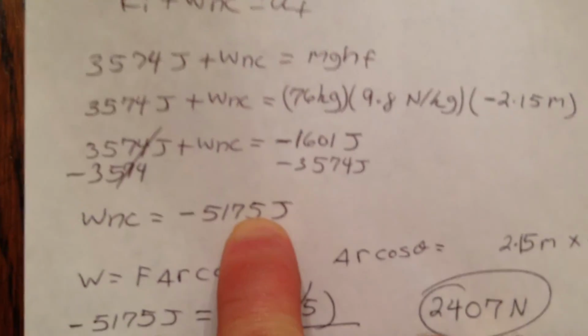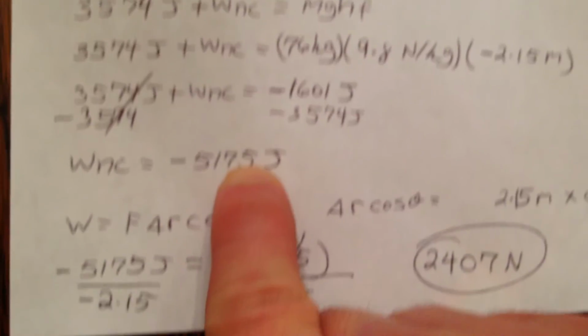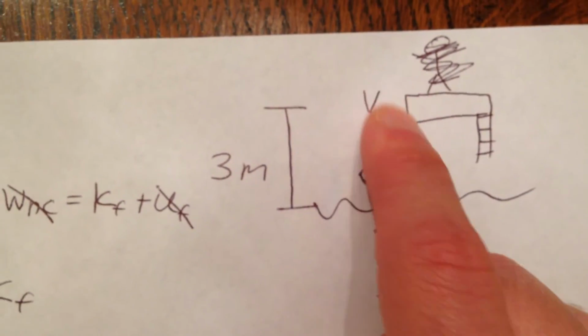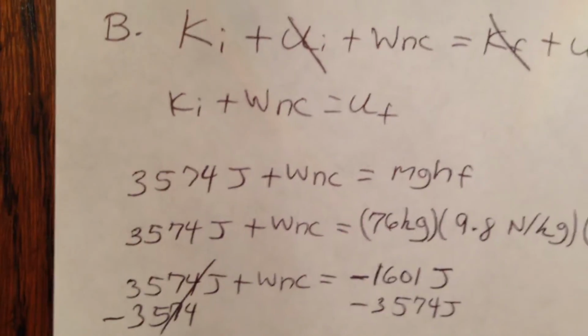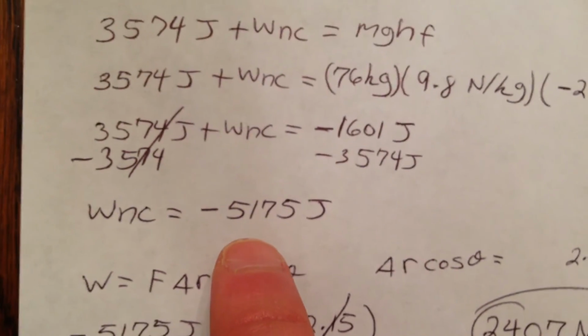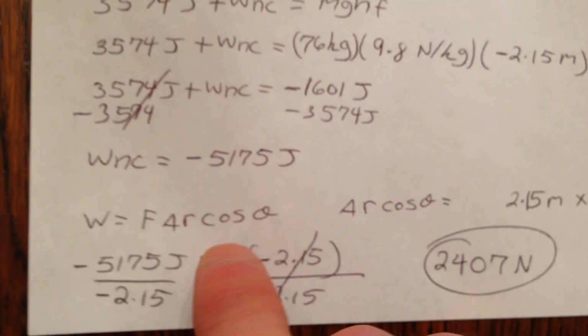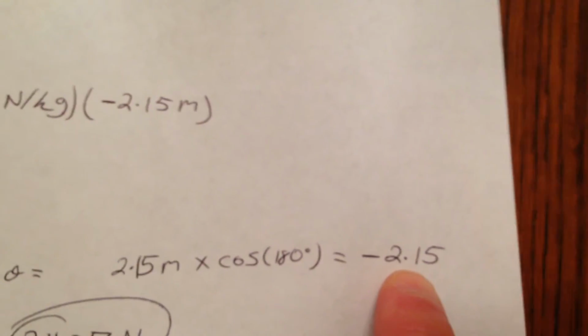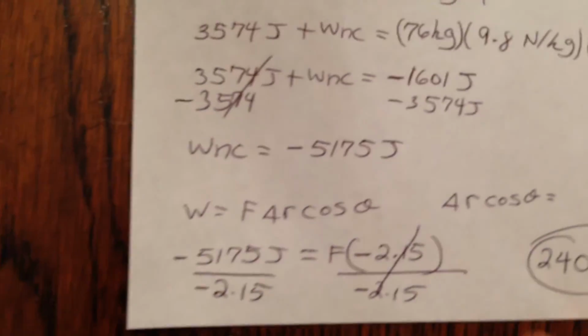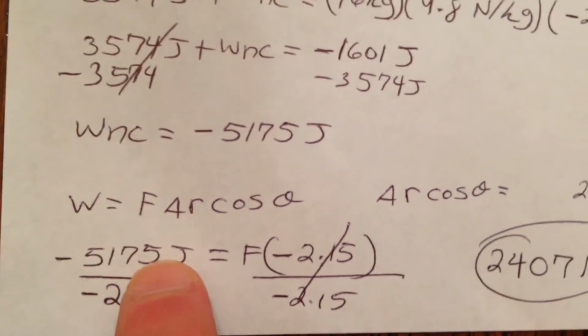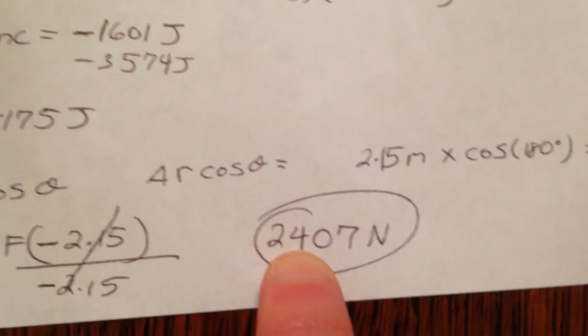But that's work. They want to know what the force is. Well, we have the work, and we have the displacement. The cosine is just a straight line, and that's 180 degrees. So this is going to end up being 2.15 multiplied by the cosine of 180, which comes out to negative 2.15. Now we move it over to the other side to get F by itself. We divide these two terms, and the force is 2,407 newtons.